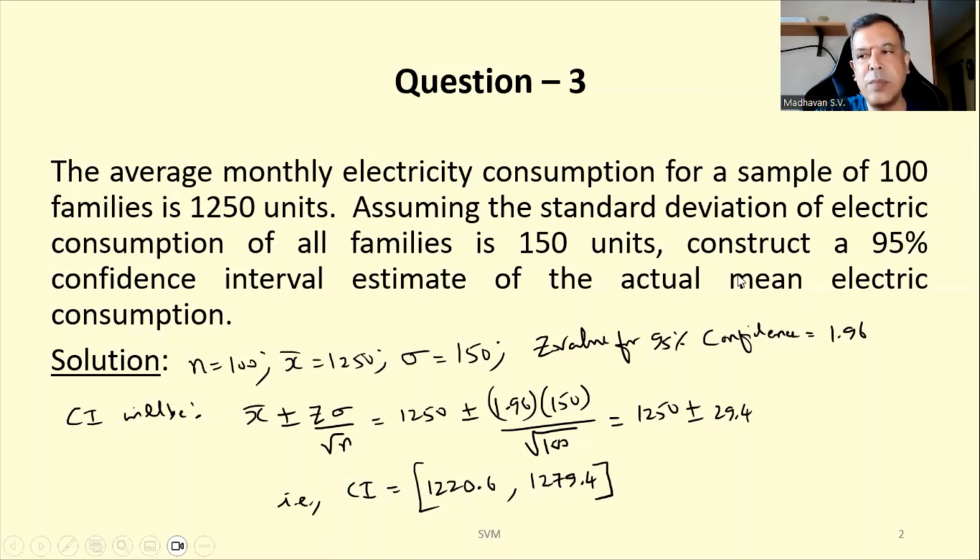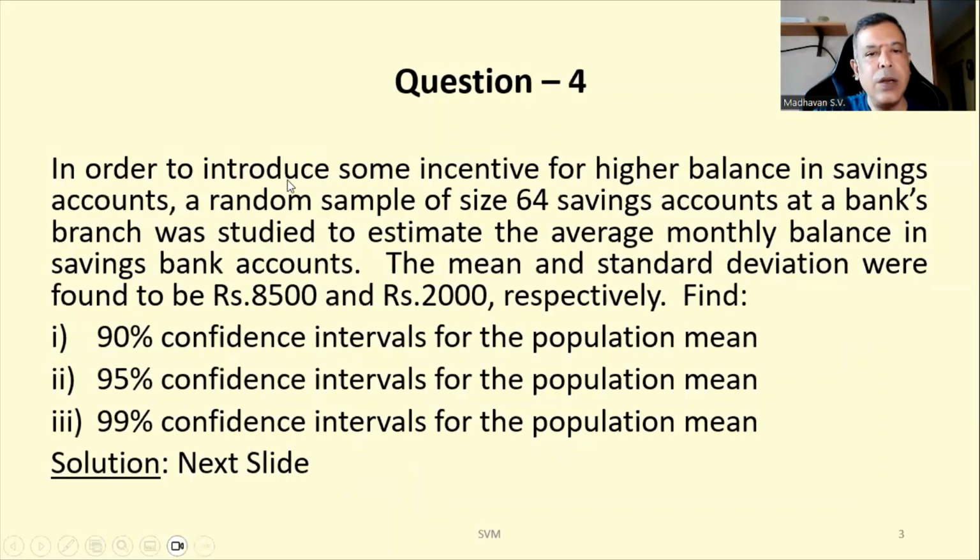Let us go with another problem. In order to introduce some incentive for higher balance in savings accounts, a random sample of size 64 savings accounts at a bank's branch was studied to estimate the average monthly balance in savings bank accounts. Means you are trying to find out where the population mean, that is the average monthly balance, will lie when the sample size is 64. The sample size here is large.